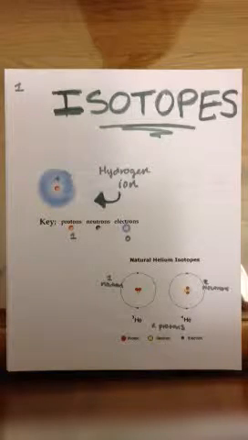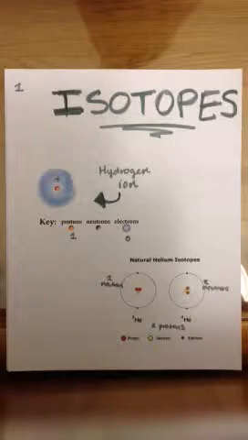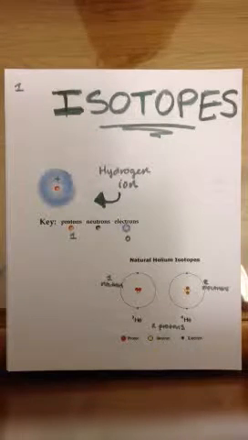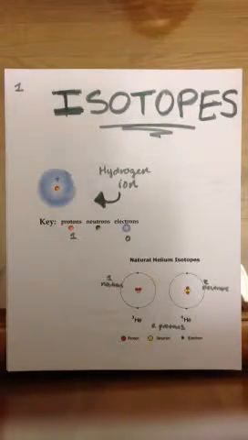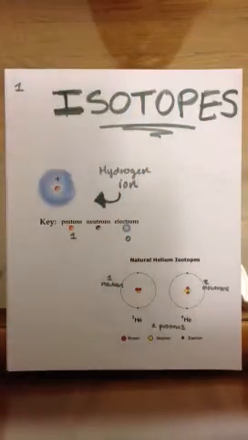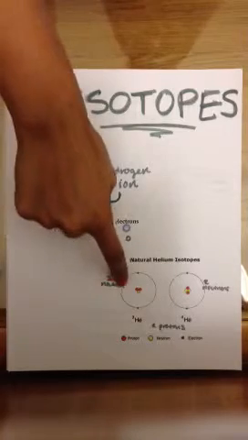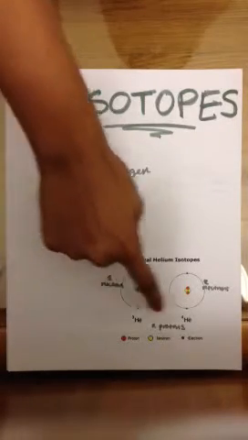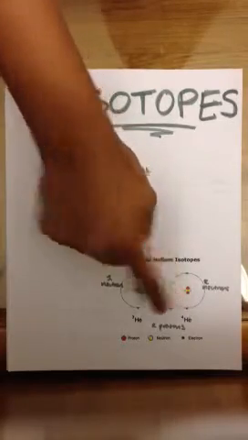Variations of the same element with a different number of neutrons are known as isotopes. An element can have a wide array of isotopes that are found in nature. For example, here we have 2 isotopes of helium, both of which are naturally occurring. In this isotope, we have 2 protons and 1 neutron, and here we have 2 protons and 2 neutrons.